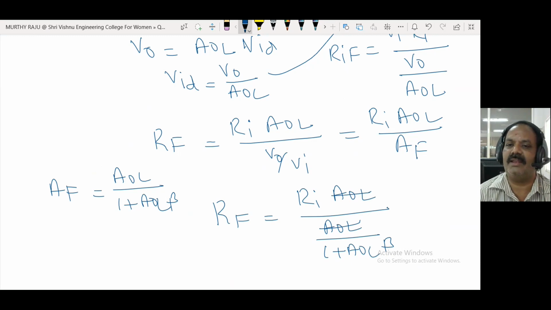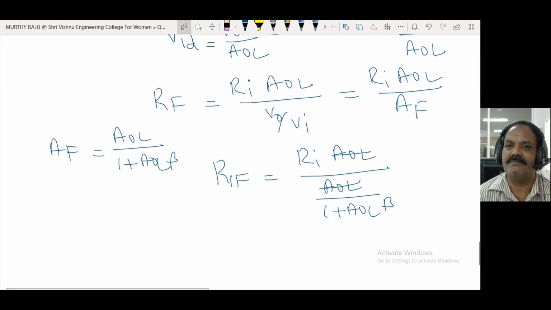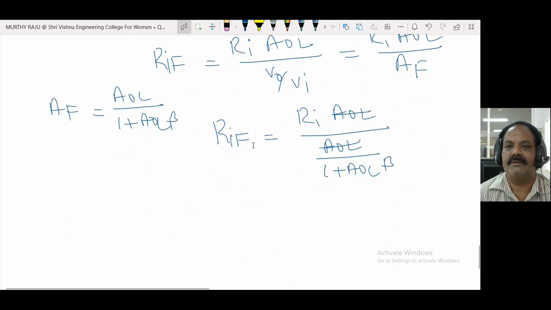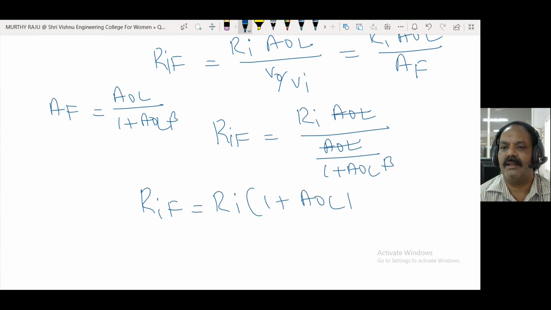This AOL is cancelled. This is RI. Finally, RIF is equal to RI into 1 plus AOL into beta. The input resistance of the non-inverting operational amplifier with negative feedback is increased by a factor 1 plus AOL into beta.